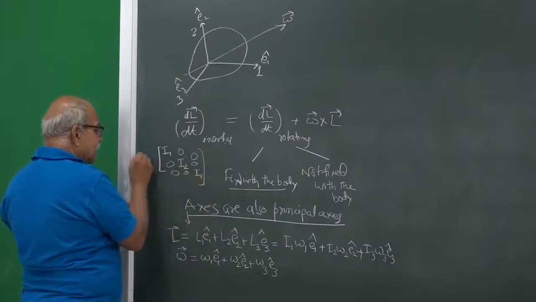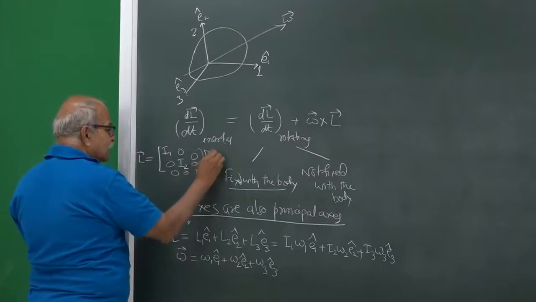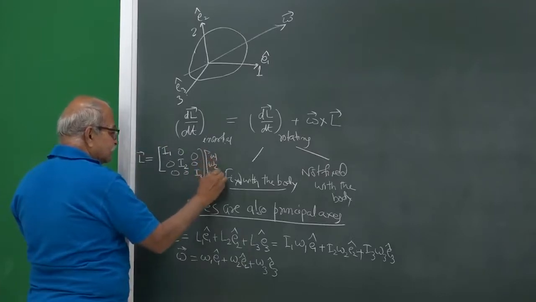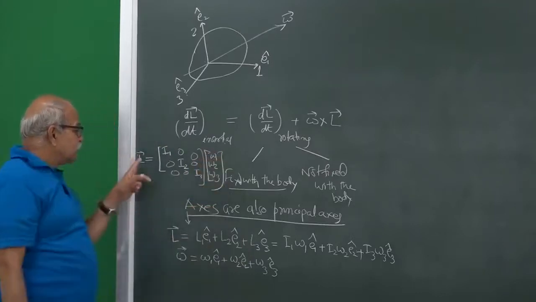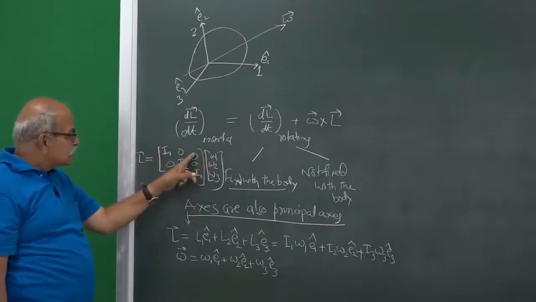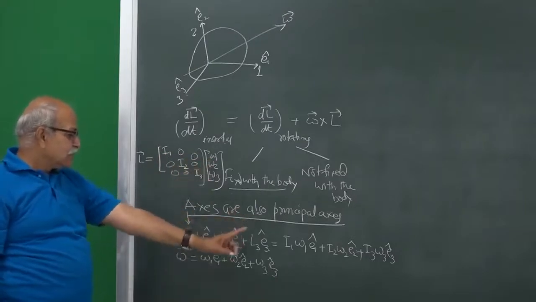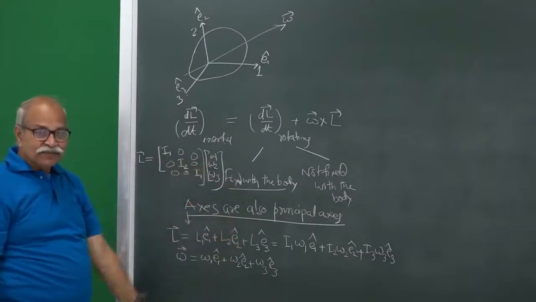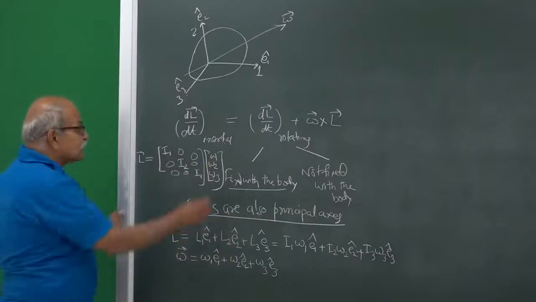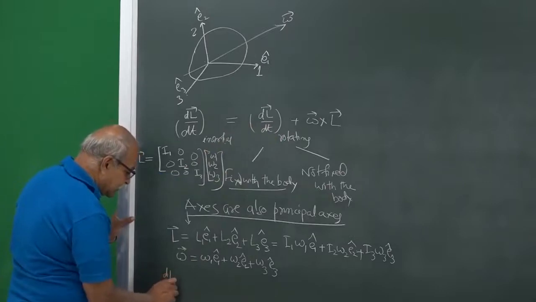So, if you want to write L, which is I times omega, this is I and this is omega: omega 1, omega 2, omega 3. And then you can see L1 is I1 into omega 1 plus 0 into this plus 0 into that. So, there is just I1 omega 1, and similarly L2 is I2 omega 2 and L3 is I3 omega 3. So, what is this dL/dt in the rotating frame?